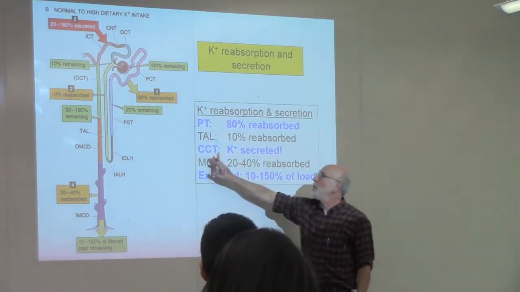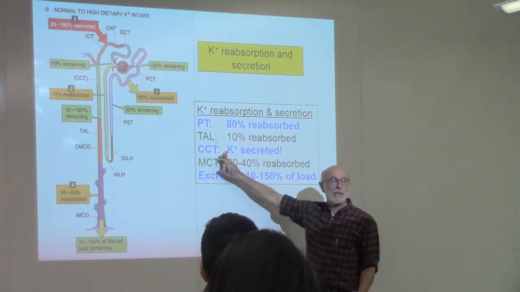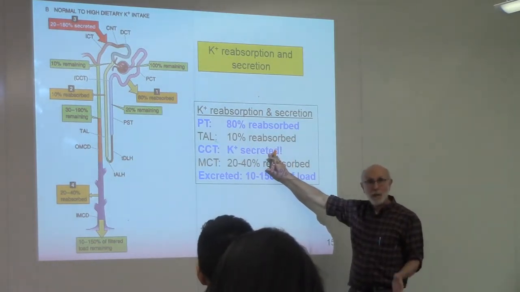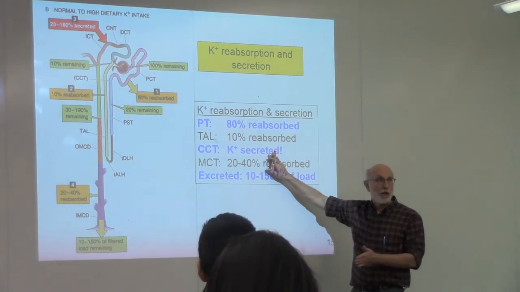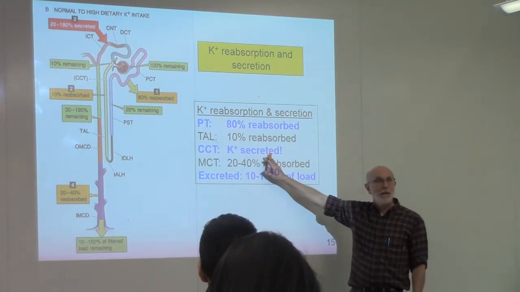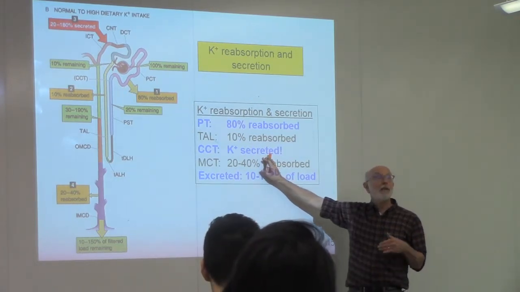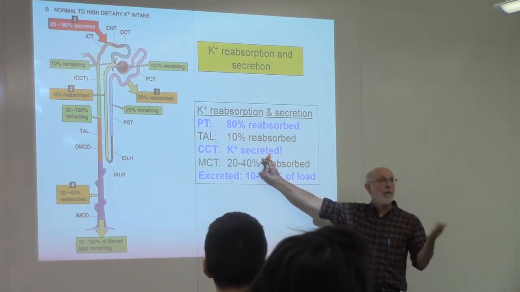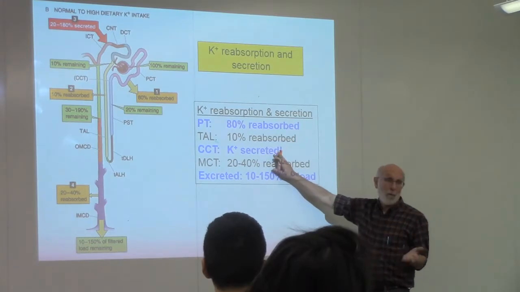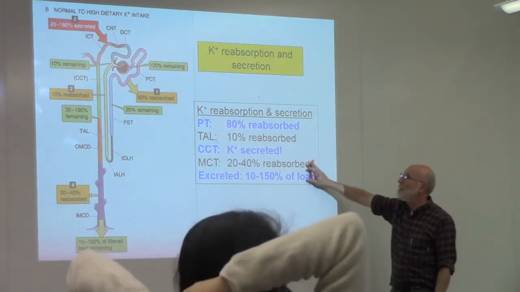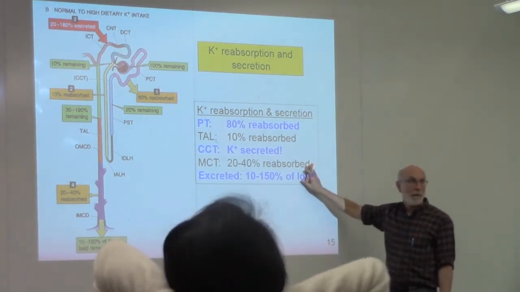In the cortical collecting tubule, this is the difference. In the collecting tubule, remember this is the part right after the distal tubule, we have mechanisms for secretion of potassium. So this is the first time we've talked about a solute being secreted. Everything else has been either filtered or reabsorbed. Now we're talking about filtering and either reabsorption or secretion, depending on where we are in the tubule. And then in the medullary collecting duct, we got some reabsorption going on.